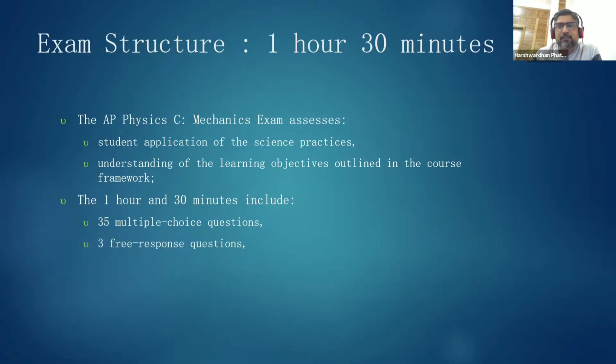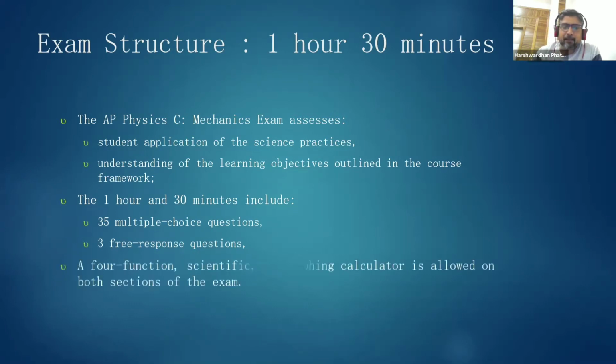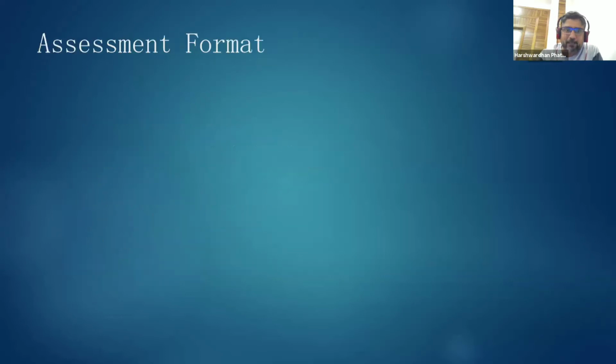So as far as the MCQs are concerned, the speed is very important. As far as the FRQs are concerned, writing a detailed solution is very important. So he should be adept at both the skills. A 4-function scientific or a graphing calculator is allowed on both the sections of the exam. So obviously, the College Board is not trying to test your calculation. Okay? They allow the calculator for the entire duration of the test. So both the sections, the student is free to use the calculator.